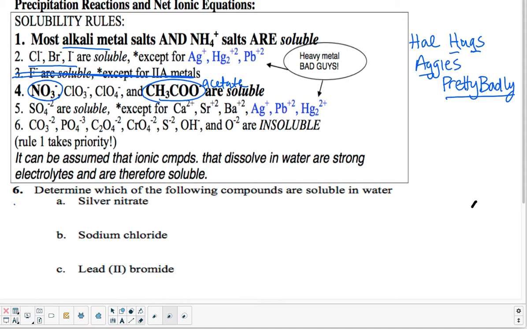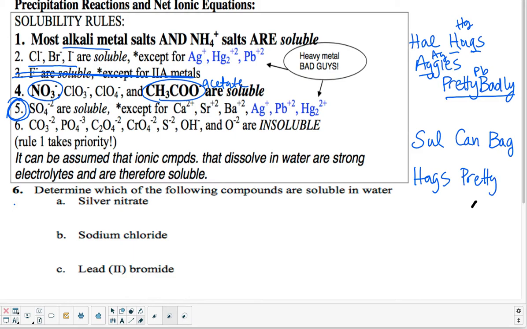The other one you need to know are the sulfates. Most sulfates are soluble except for calcium, strontium, barium, silver, mercury, and lead. You think this one was bad? Wait until you get to this one. So let me write this: we know mercury, we know silver. All right, so all sulfates are soluble except for, so Sol is a man's name. Sol can bag hags pretty badly.